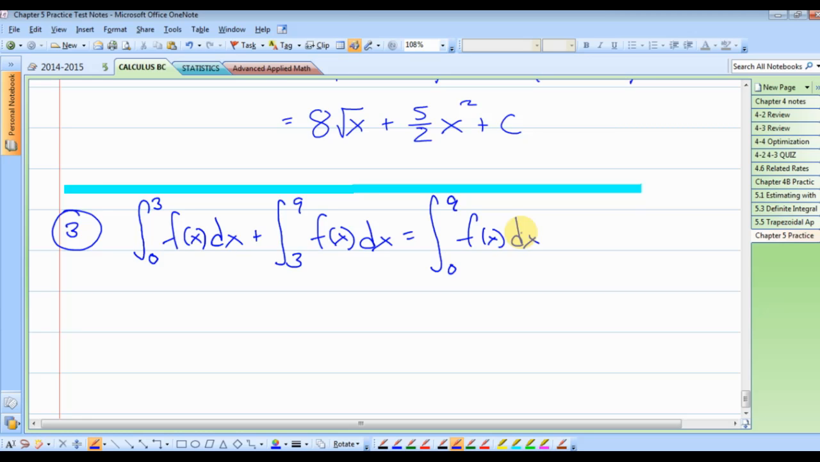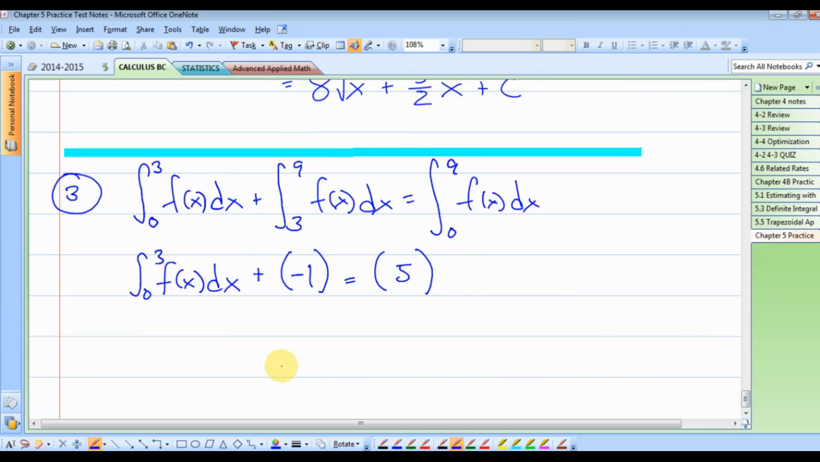Now I'm going to substitute things in. I don't have anything for 0 to 3, so I'll have to be satisfied by just rewriting it. 3 to 9 I know is -1. That was given to me. And then 0 to 9 was given to me to be 5. So it looks like the integral from 0 to 3 has to be 6.